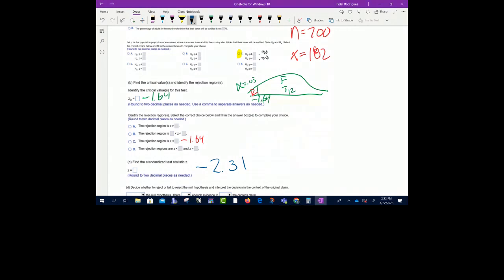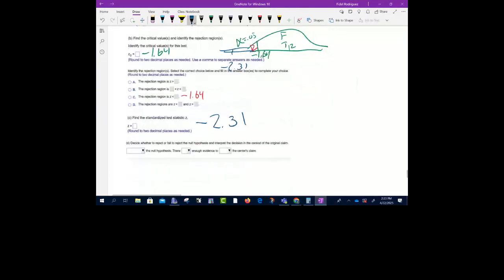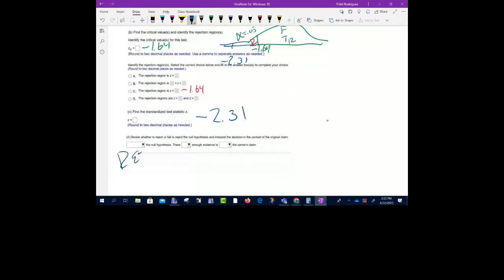Now I need to figure out, am I in the rejection region or am I in the fail to reject region? Look, y'all, that's negative 1.64. Negative 2.31 would be over there, which is still in the rejection region, right? So right here, we're going to say we're going to reject the null hypothesis, right?